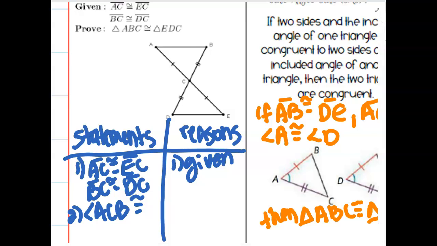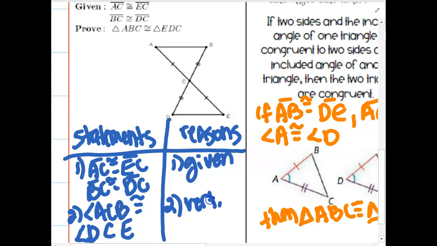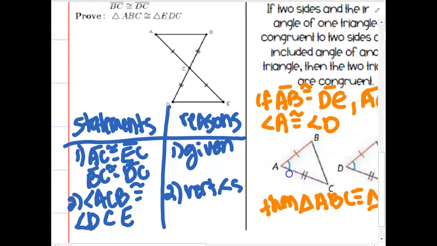But that is congruent to, what's one way you could name the bottom angle? DCE or ECD. It does not matter. Let's call it angle DCE. And we know that those are congruent because they are vertical angles.